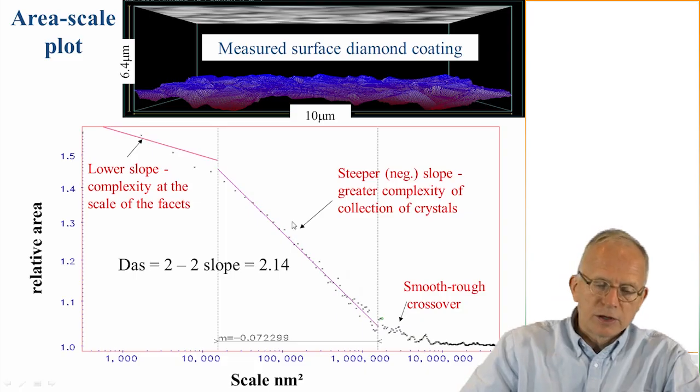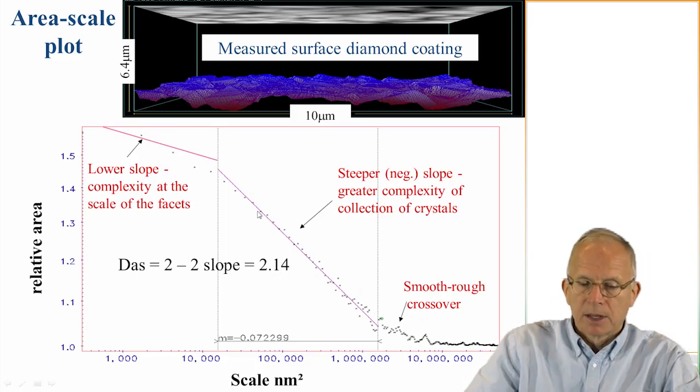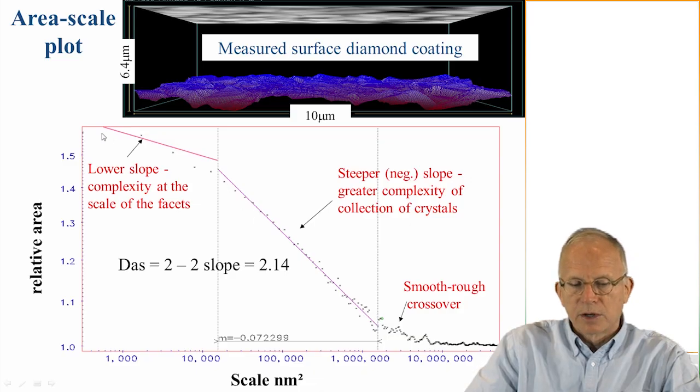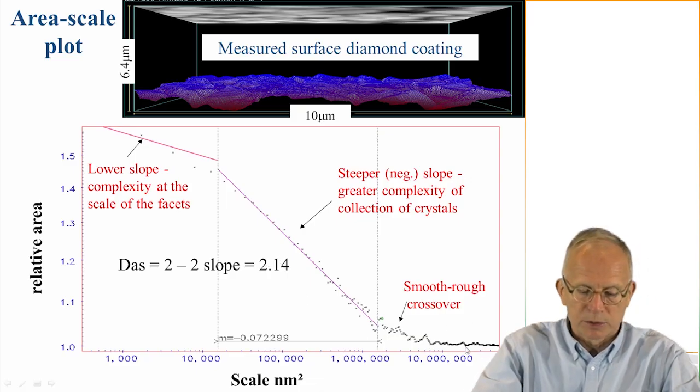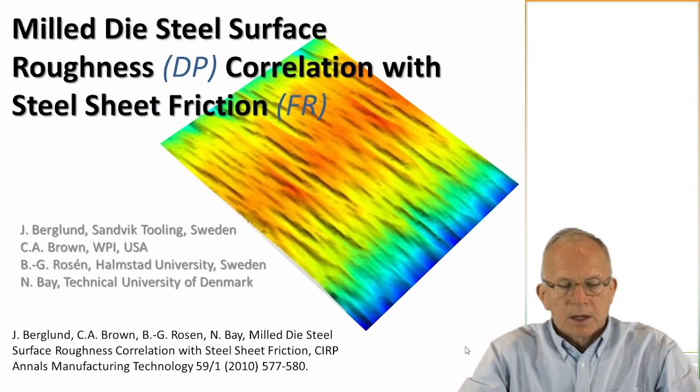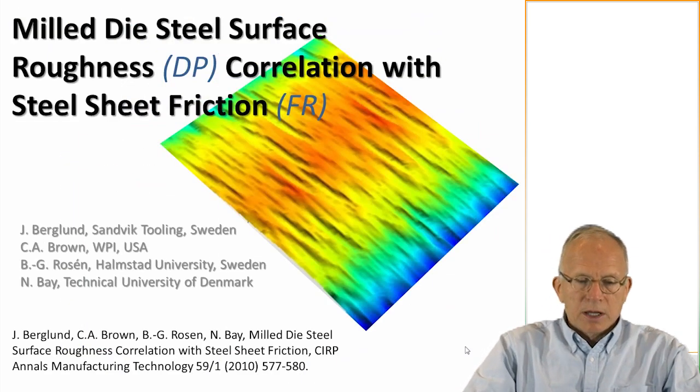So the steeper this negative slope, the greater the complexity. And so as we get down to the facets, there's markedly less complexity than there is at the slightly larger scales. And at the largest scales, of course, the surfaces appear smooth. So here's the experiment where we're going to use that.